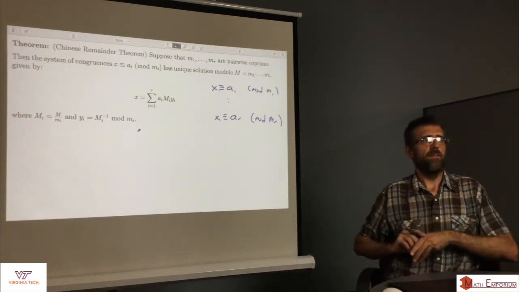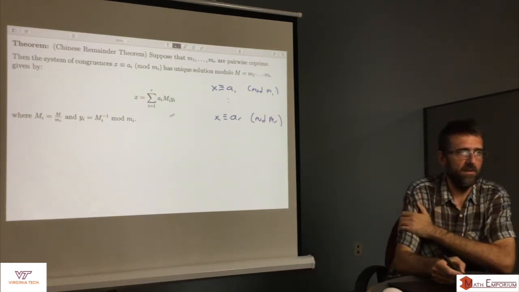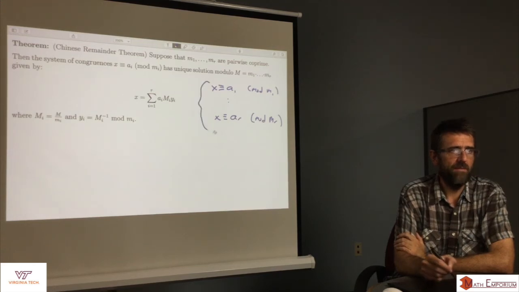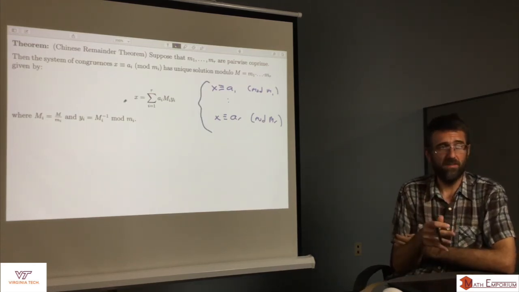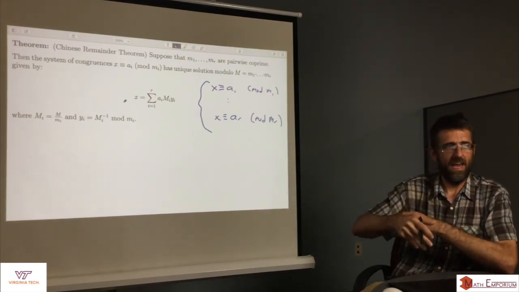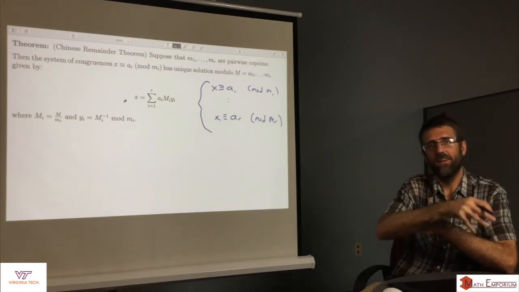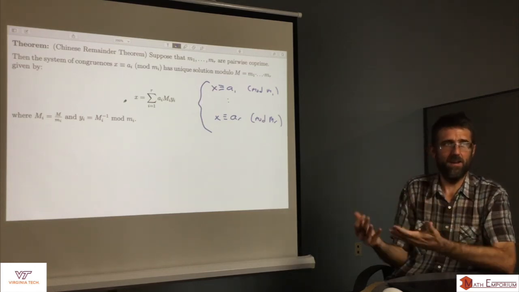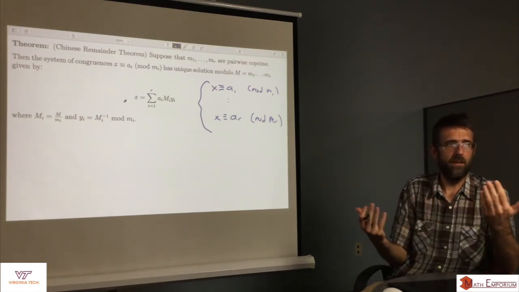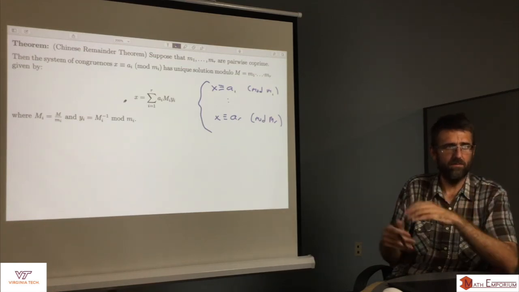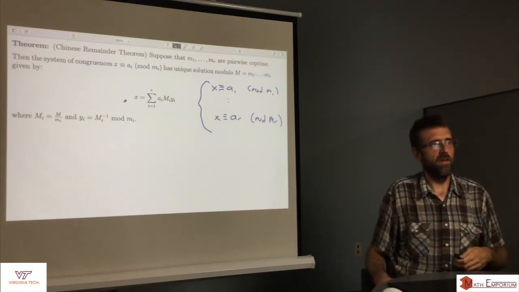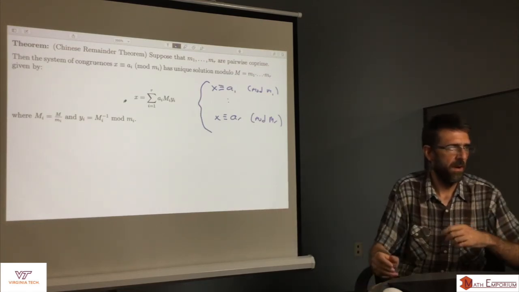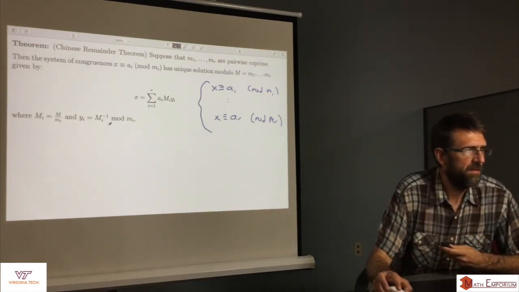Okay, not only does this system of congruences have a unique solution, we can actually write out an explicit form for that unique solution. The nice thing about this is we don't have to go through and solve that system by hand each time. We can write out an explicit solution, and as long as we can do modular inverses, we can actually write a program to solve systems of congruences for us.